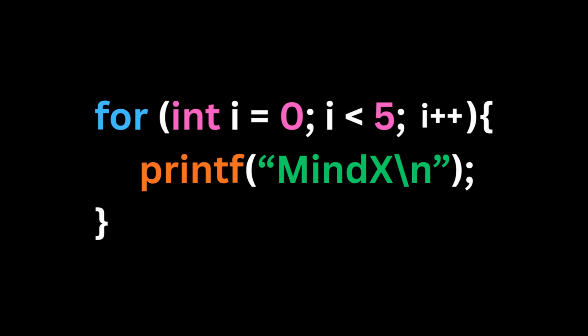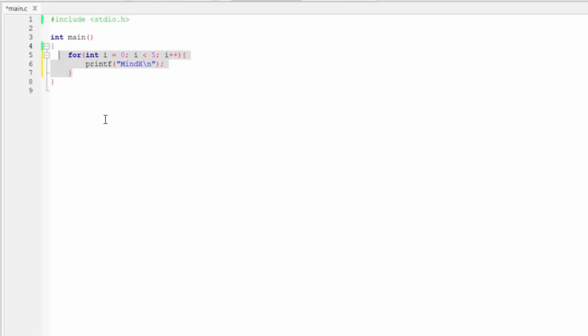Now let's see this in action. As you can see here, I am using the for loop to print MindX 5 times, one beneath the other. Firstly, i is initialized to 0, and then the loop checks whether i is less than 5. 0 is less than 5, so it prints MindX, and then increments by 1. Then it again checks, i is 1 now, 1 is less than 5, so it's true, so print again. And again increment, making i 2. So this goes on until i becomes 5. When i is 5, 5 is not less than 5, so the loop exits.